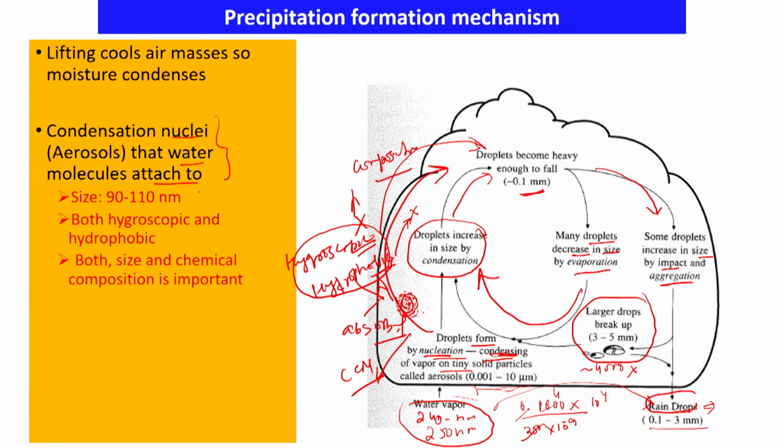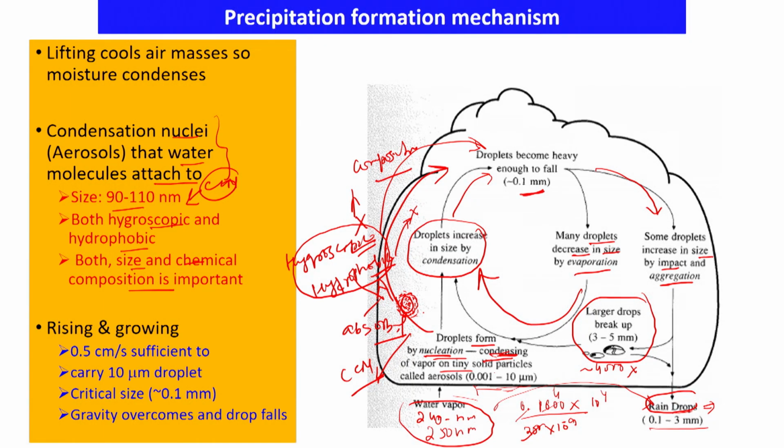This will be happening, and if you talk about the typical size of CCN particles, it's around say 90 to 110 nanometers or so, and they could be both hygroscopic or hydrophobic, as I explained. Therefore both size and chemical composition are very critical and important knowledge in order to grow the particles. The process I explained, the rising and growing, will happen.